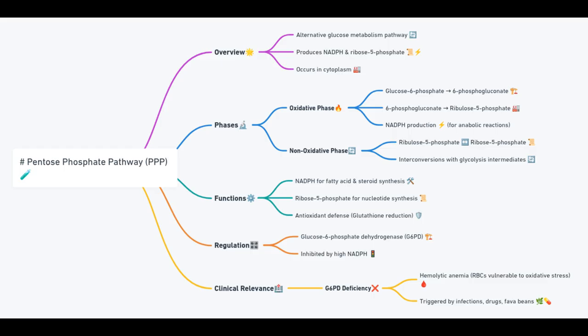With the regulation, NADPH inhibits and NADP activates. So NADPH inhibits, NADP activates. High glucose 6 phosphate also activates. And with the pathway requiring NADPH, we have the synthesis and detoxification. Synthesis includes fatty acid biosynthesis, cholesterol biosynthesis, neurotransmitter biosynthesis, nucleotide biosynthesis.